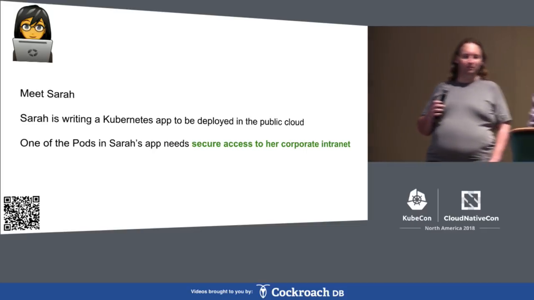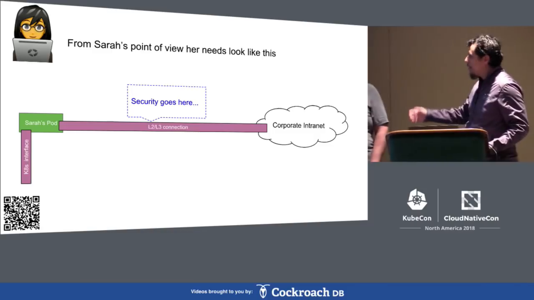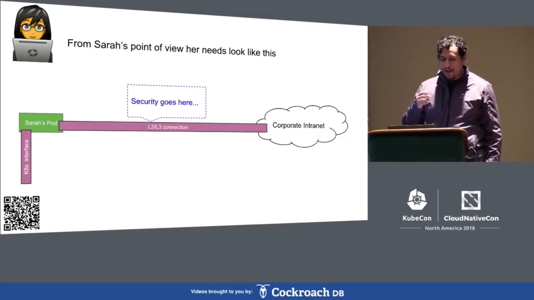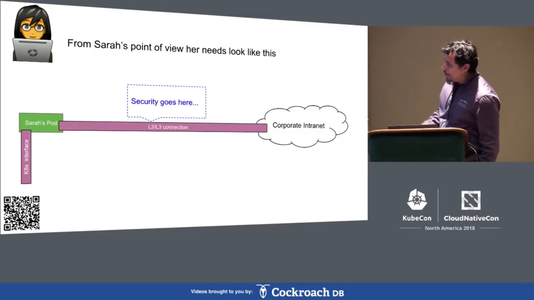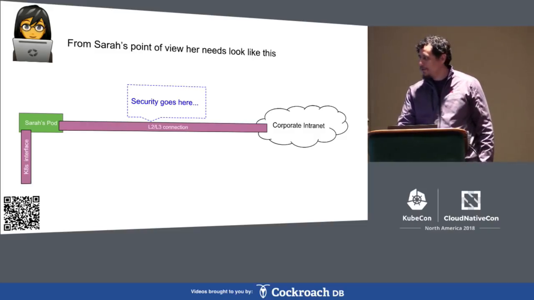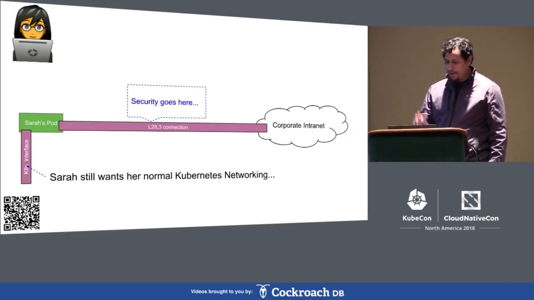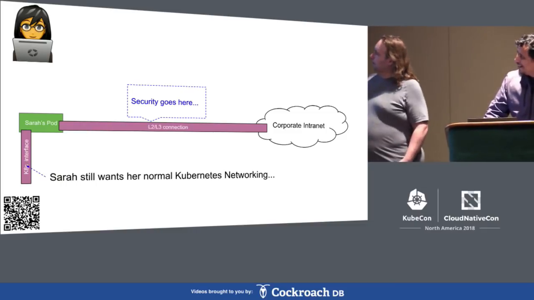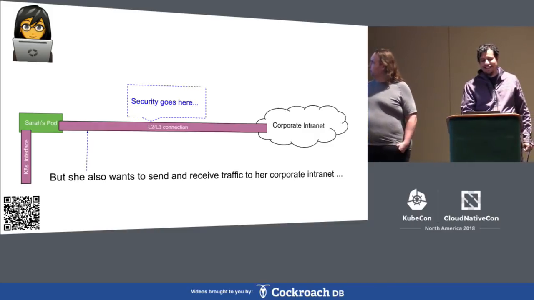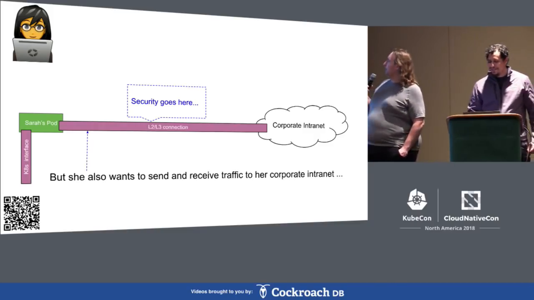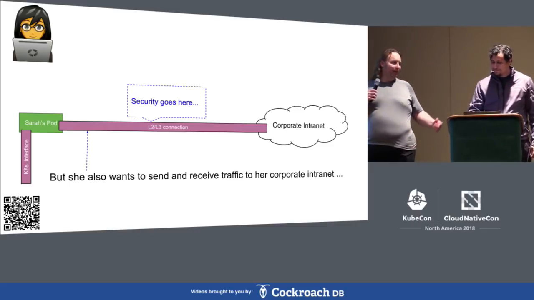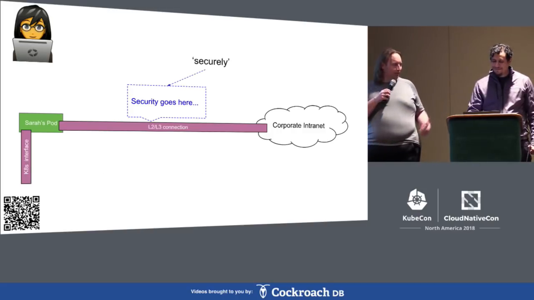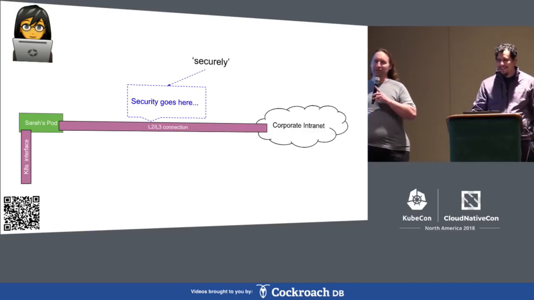From Sarah's point of view, this is what her needs look like. She has some L2 and L3 connections she wants to her corporate intranet, and she has her Kubernetes interface, and she wants some security there in her L2, L3 connection. And she still wants her normal Kubernetes networking. Yep, so normal Kubernetes networking still works. Then you've got this connection to her corporate intranet, and there is something called security that happens in there that she never wants to know about and doesn't really want to understand, but it's really important. Her InfoSec people tell her it is. So yes, securely, for some definition of security.